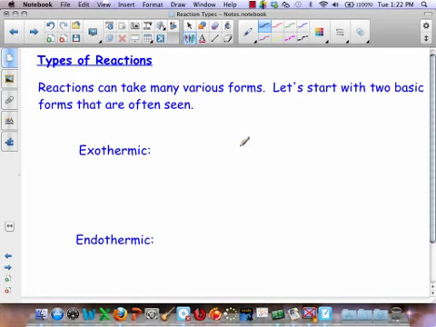You guys just modeled an exothermic and an endothermic reaction. The sodium hydroxide is an example of an exothermic reaction. What you noticed, as soon as you put the sodium hydroxide in the water, what happened to the temperature of the water? Why? Because of the chemical reaction. And what's going on with the chemical reaction? What is the chemical reaction doing?